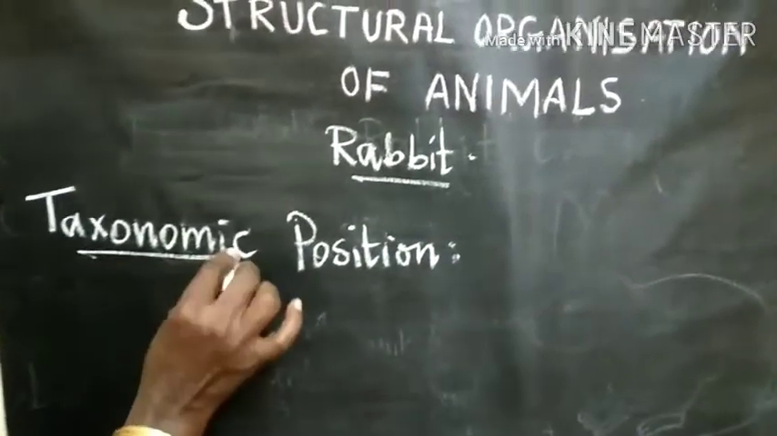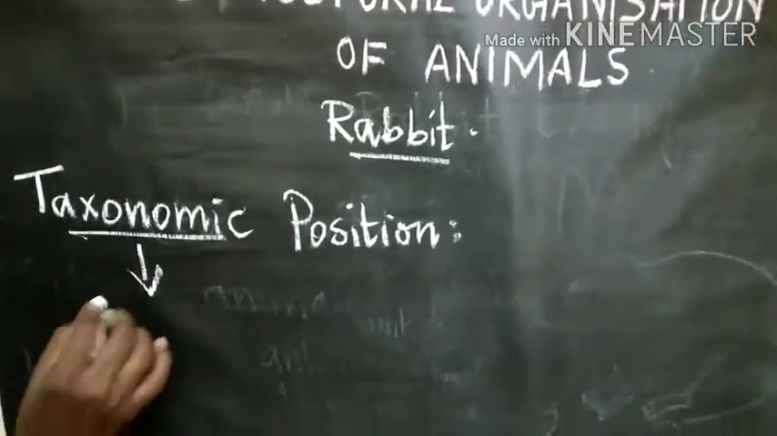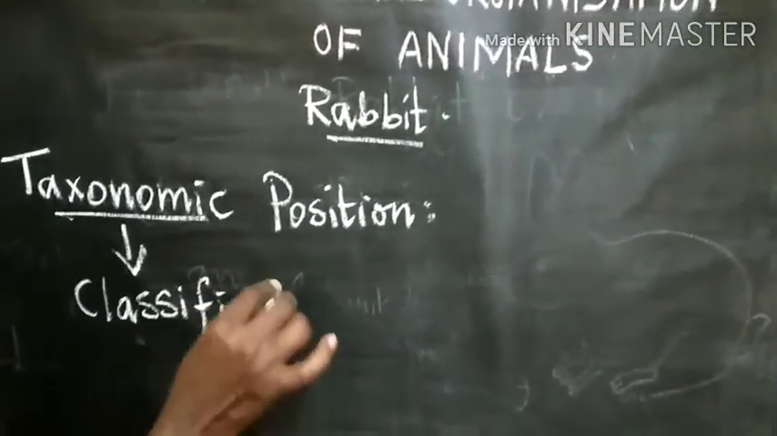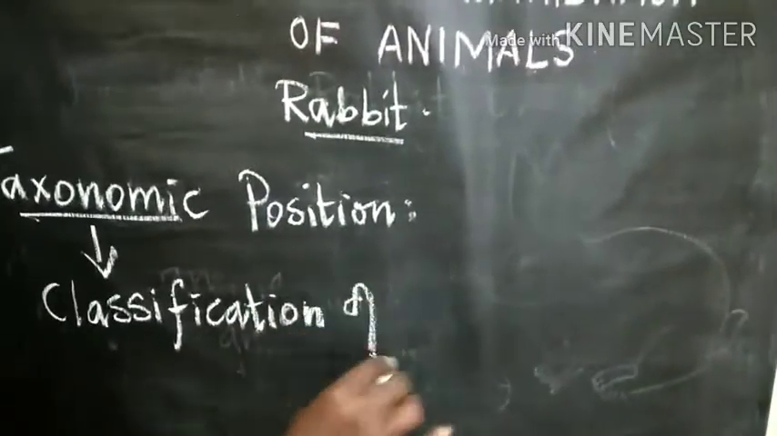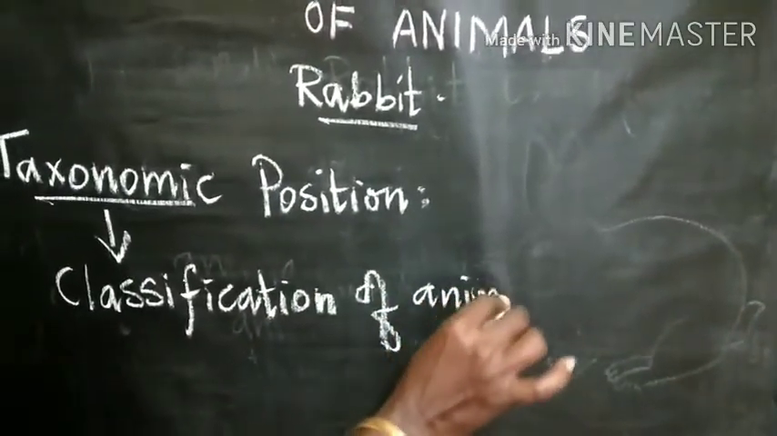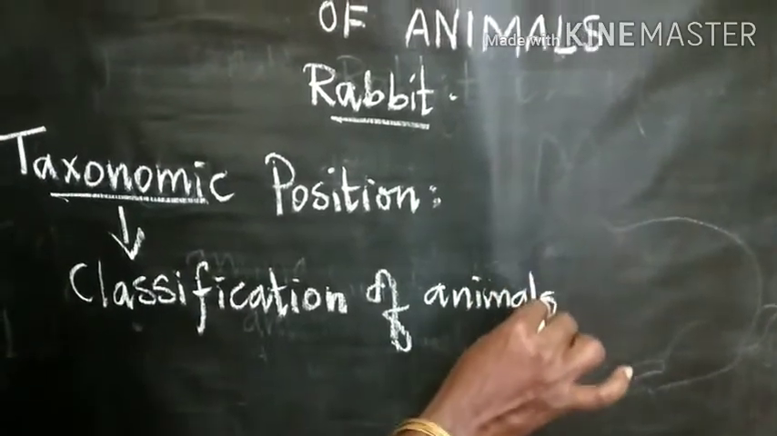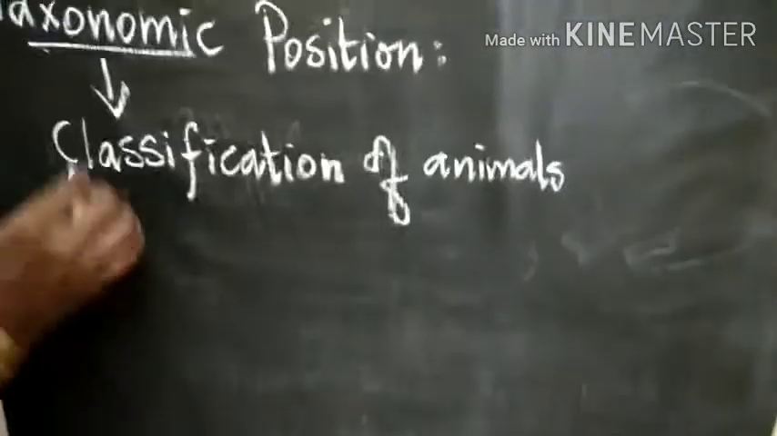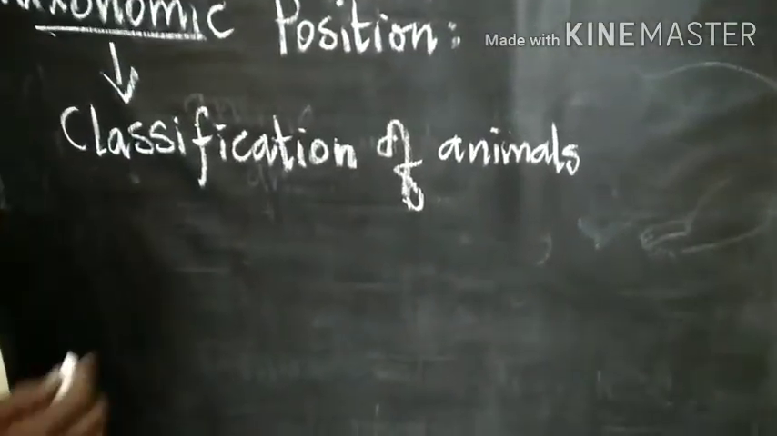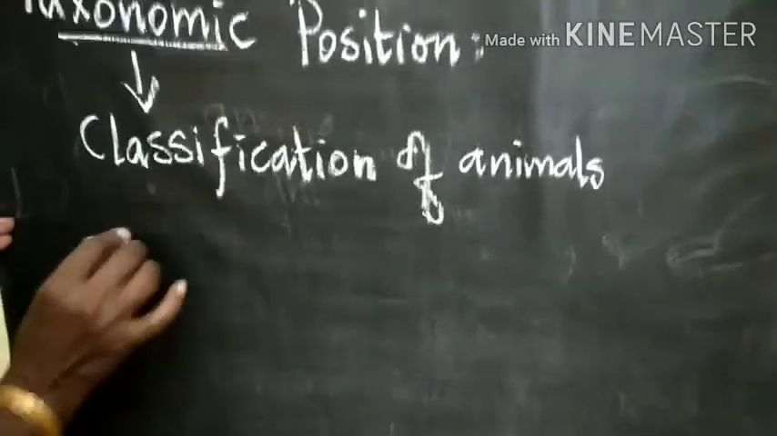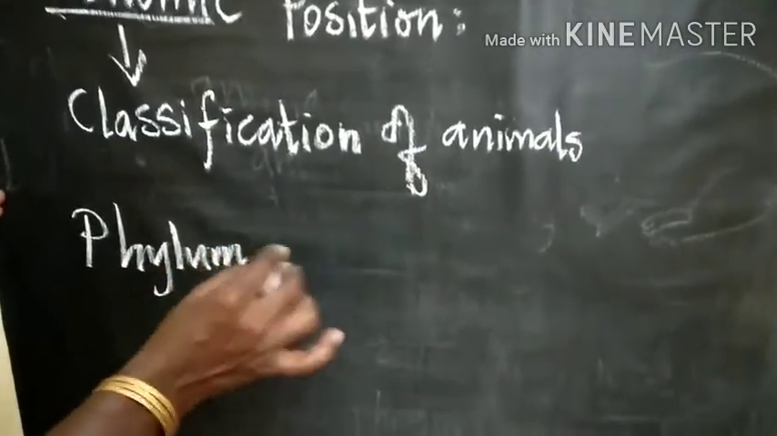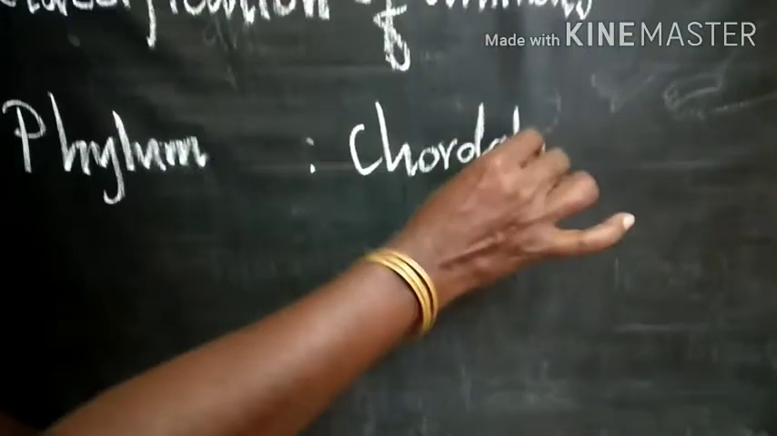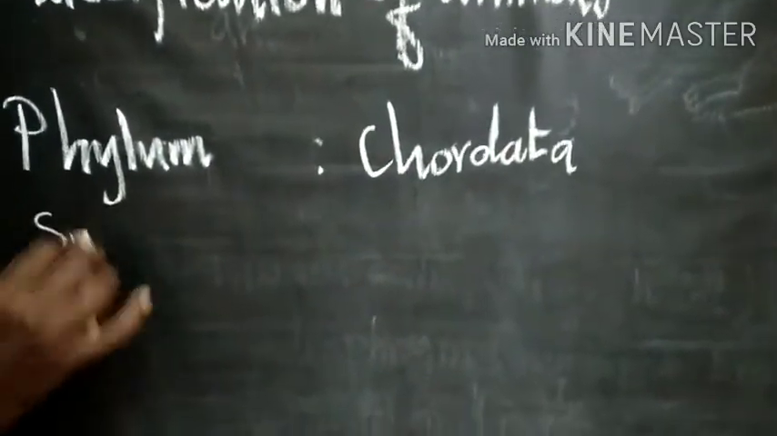What is taxonomy? Taxonomy is the classification of animals. So let us see the classification under various units. It starts from the phylum. Phylum Chordata. Subphylum Vertebrata.